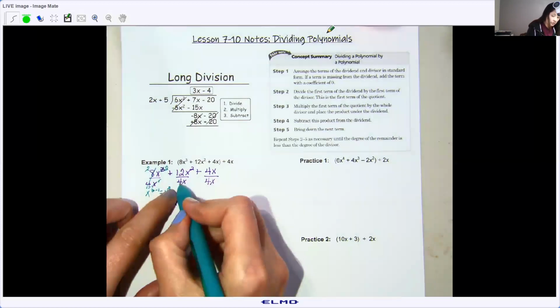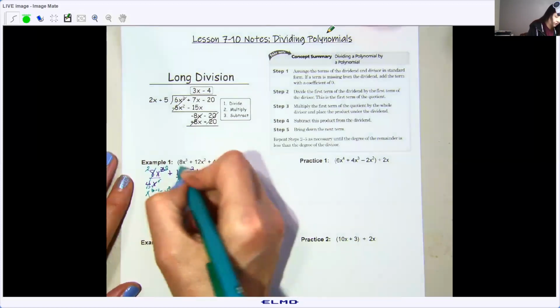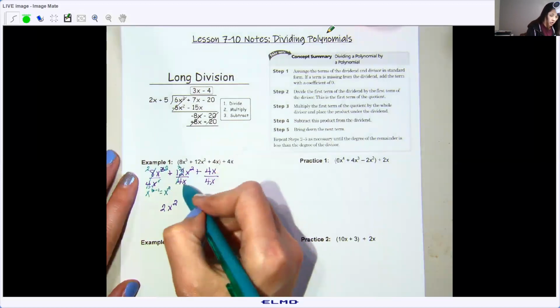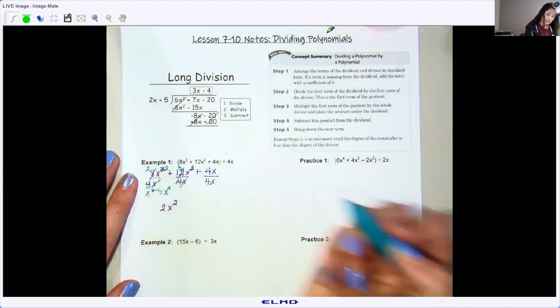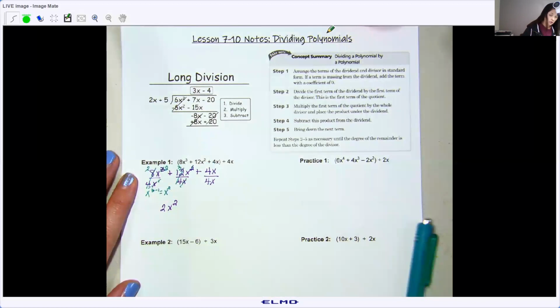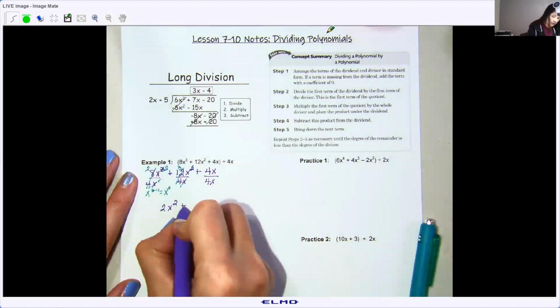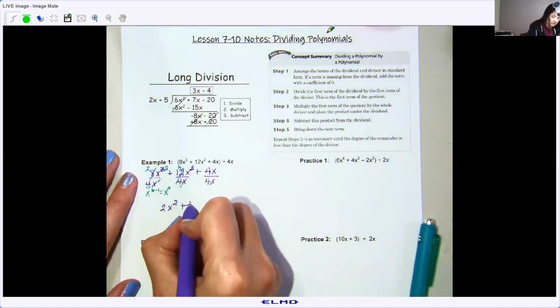We're going to do the same thing here. 12 over 4 simplifies to 3. X squared over x simplifies to just x. So I'm now left with, on this one, a 3x.